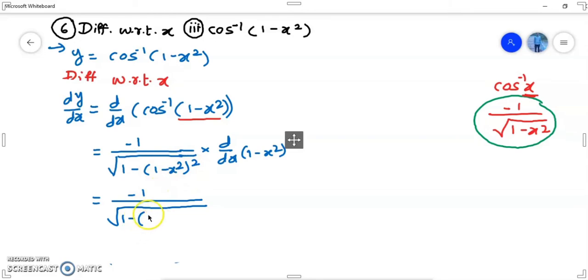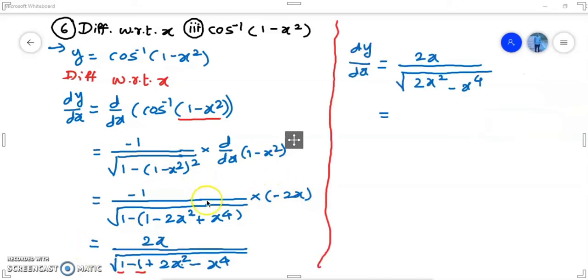In the bracket, a minus b whole square formula is a square means 1 minus 2ab means 2x square plus b square means x square square is x raised to 4. We use that a minus b whole square formula. Into d by dx of 1 minus x square is derivative of 1 is 0 and derivative of x square is 2x. 0 minus 2x is just minus 2x.